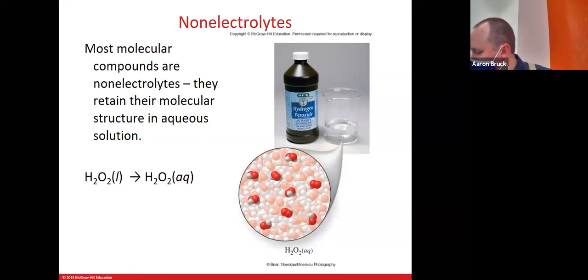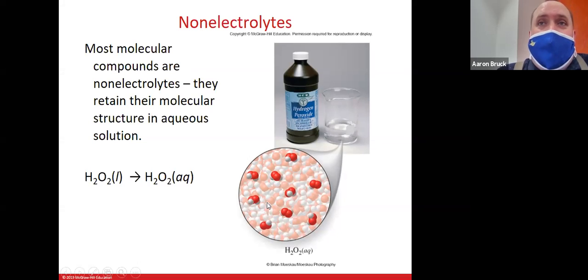As I mentioned before, non-electrolytes tend to form out of molecular compounds. They do not break apart. So even in this scenario where I've got hydrogen peroxide in the liquid phase, when I dissolve it into water, you can see all of those atoms stay intact. I've got 2 hydrogens, 1 and 2, 2 oxygens, 1 and 2. They don't break apart from each other. They stay together. As a result, we get no ions. We get no electrical conductivity.